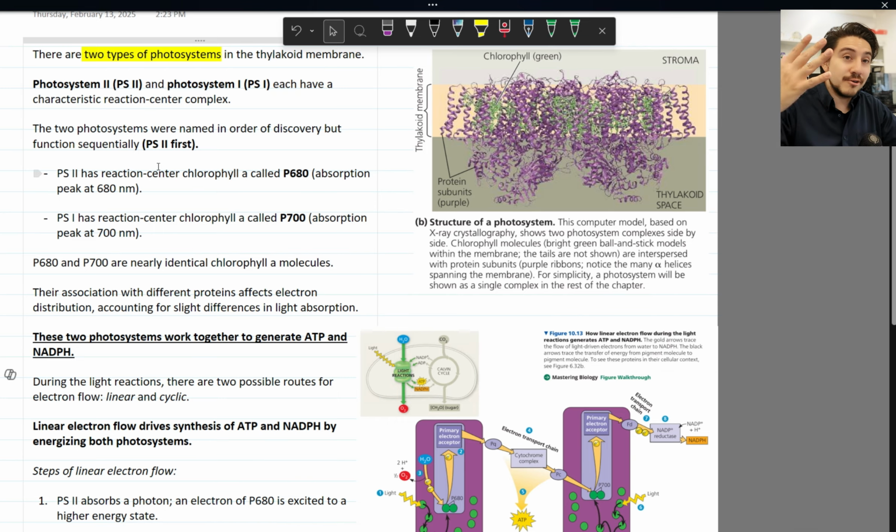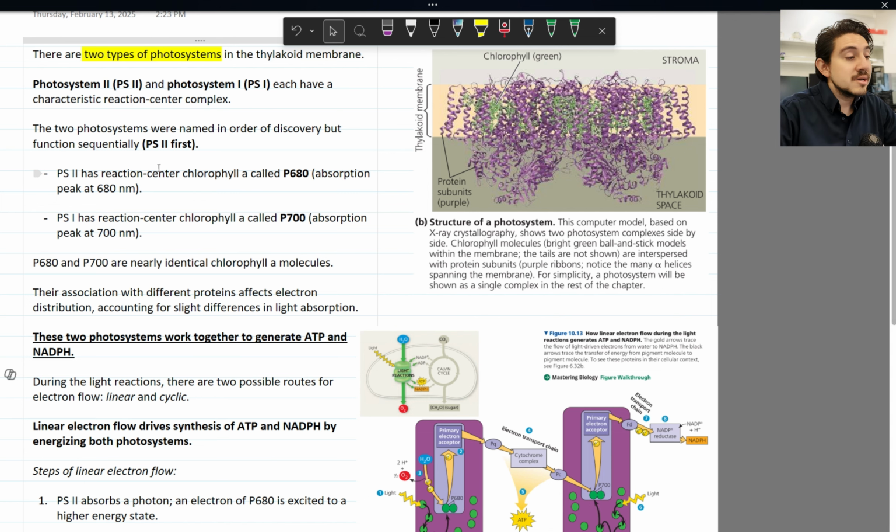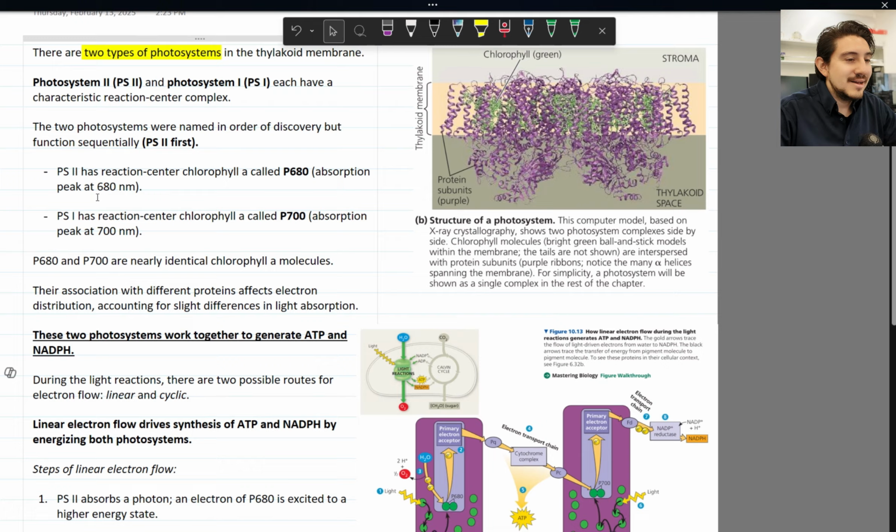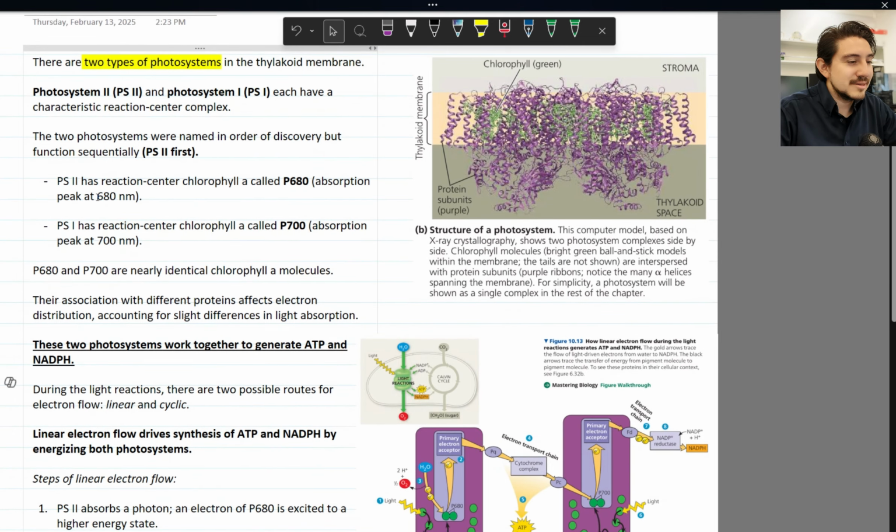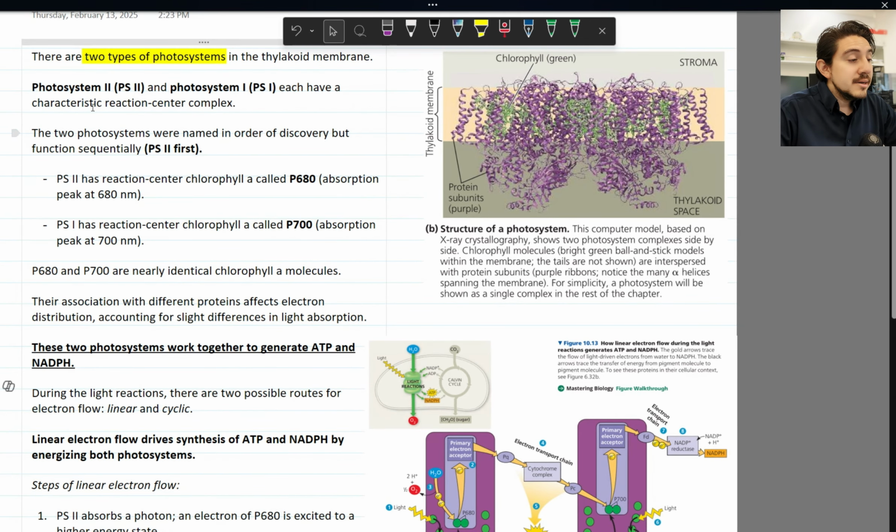But in terms of function and relay of light harvesting and light reactions, photosystem 2 goes first. Okay, hopefully that's not tricky there. Just know that this starts with photosystem 2. Okay, and photosystem 2 has a particular chlorophyll A.